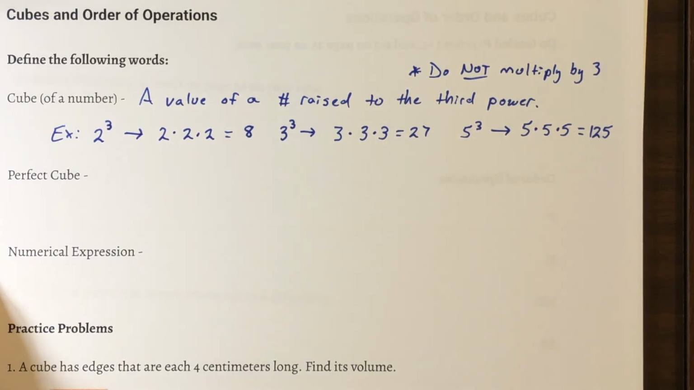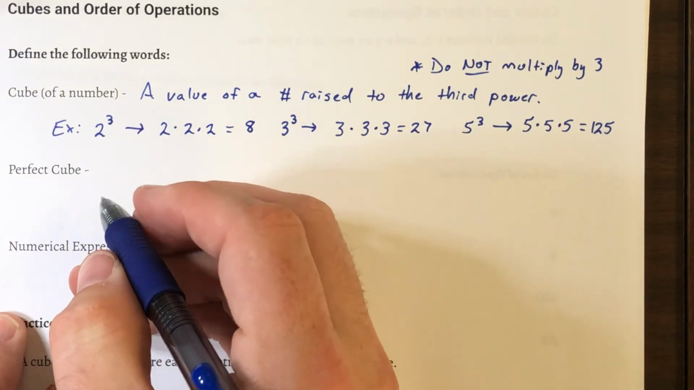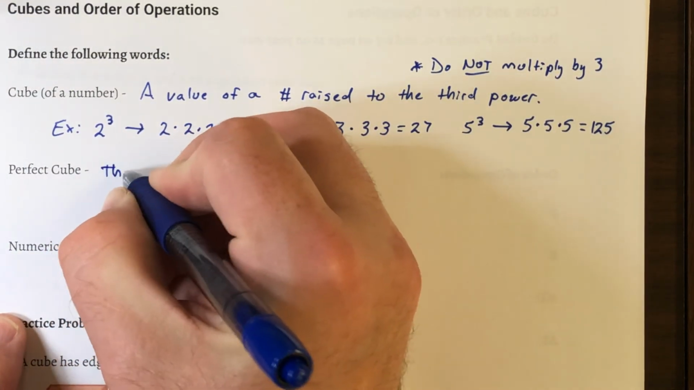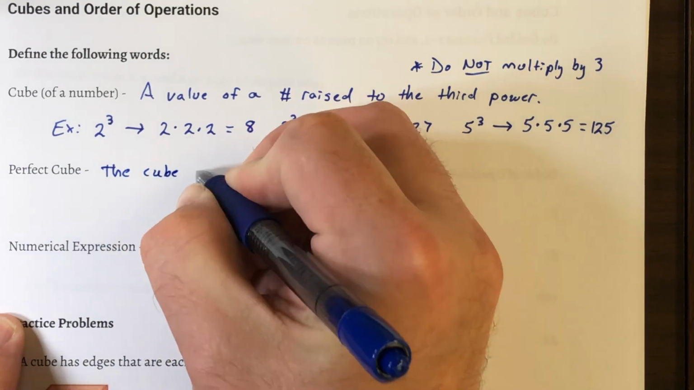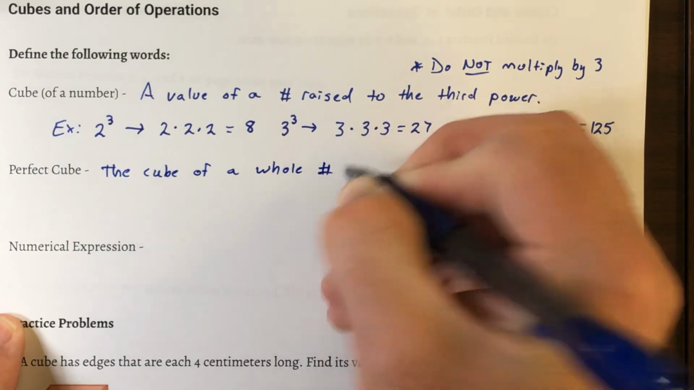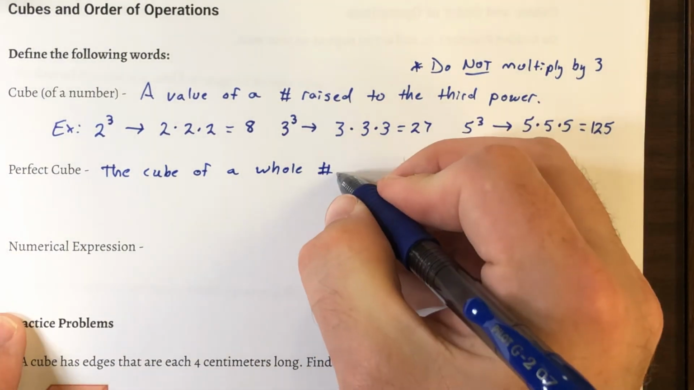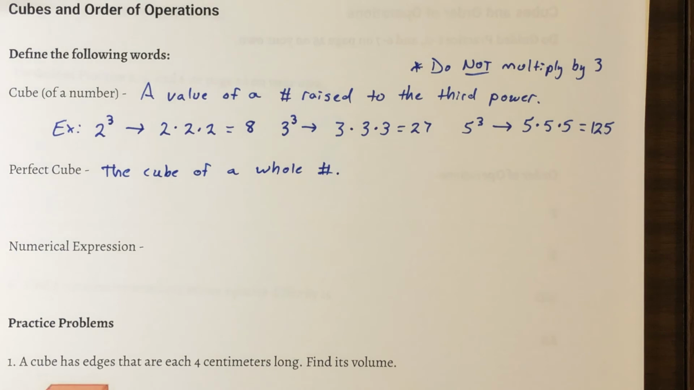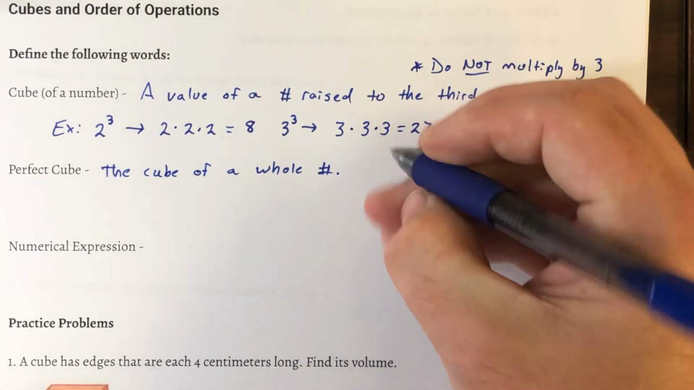Our next term is perfect cube. Perfect cube is the cube of a whole number. Now, if you watched my previous video over squares, I recommended that it would make your life easier in math if you were to memorize the first 12 perfect squares. On this one, for cubes, I'm going to say it might make your life easier if you can memorize the first 10 perfect cubes. So I'll give you the first few and tell you how we can get them.